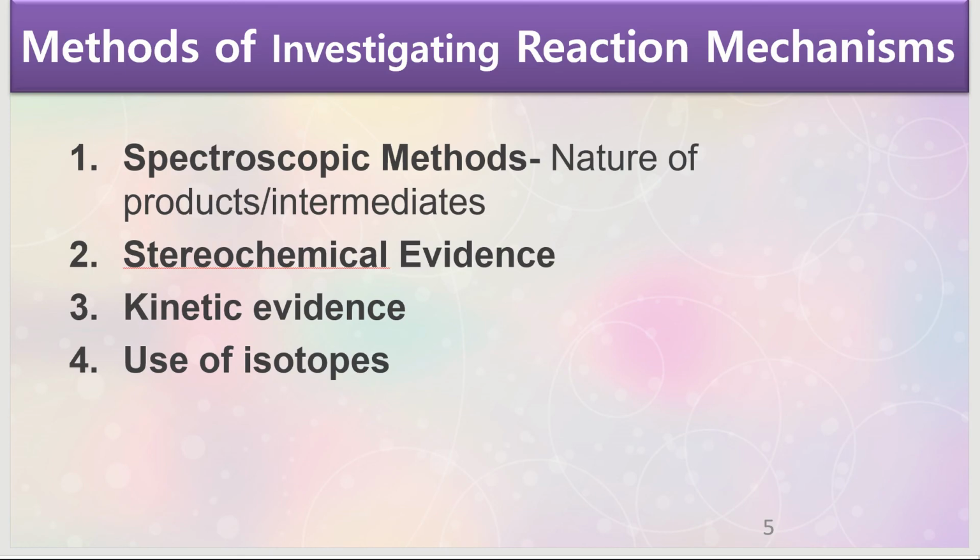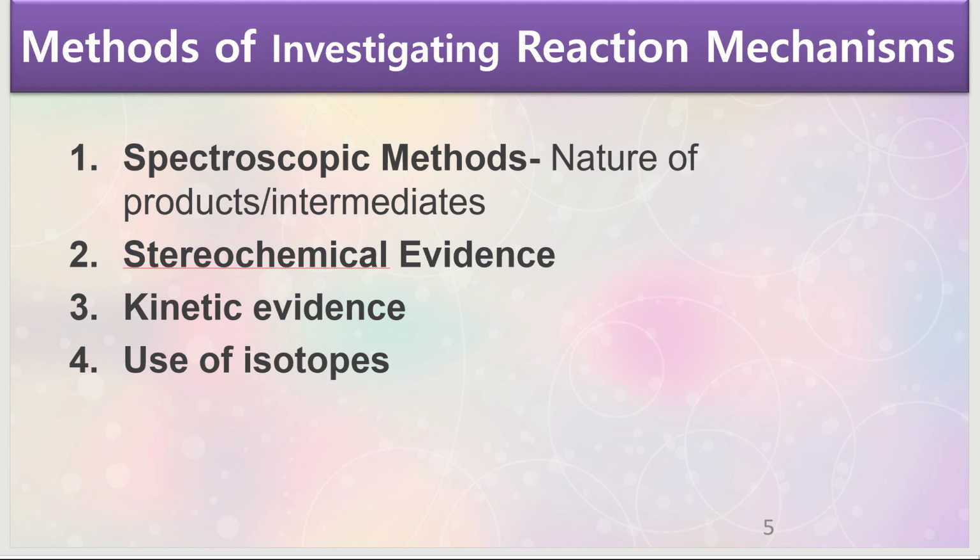So today we're going to look into 4 of these methods of investigating reaction mechanisms. So we're going to start with the spectroscopic methods, which looks at the nature of the products or the intermediates. Then we're going to look at the stereochemical evidence, whether it's cis, trans, etc.